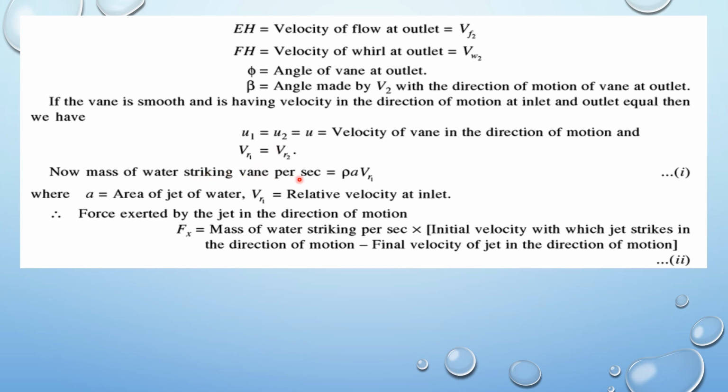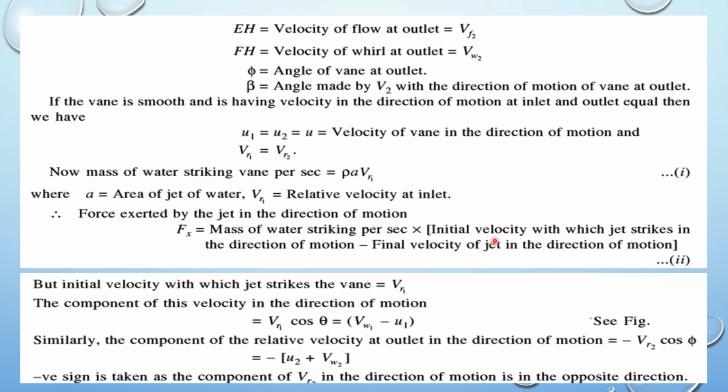Now again, mass of water striking the vane per second is rho A into Vr1, that is the relative velocity at inlet, where A is the area of the jet, and the force exerted is obviously mass into the initial velocity minus final velocity in the direction of motion of the jet. But initial velocity with which the jet strikes is Vr1. Therefore, we need the component of velocity in the direction of motion. In all these derivations, we are more interested in the direction of motion, so we have to take that component.